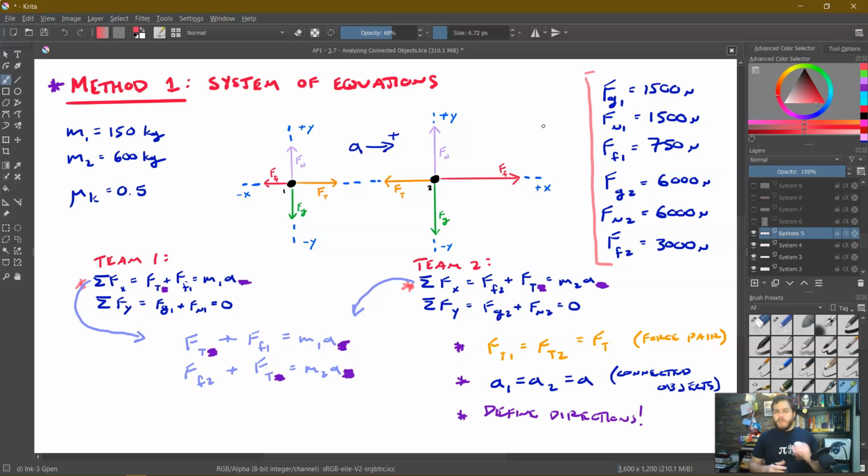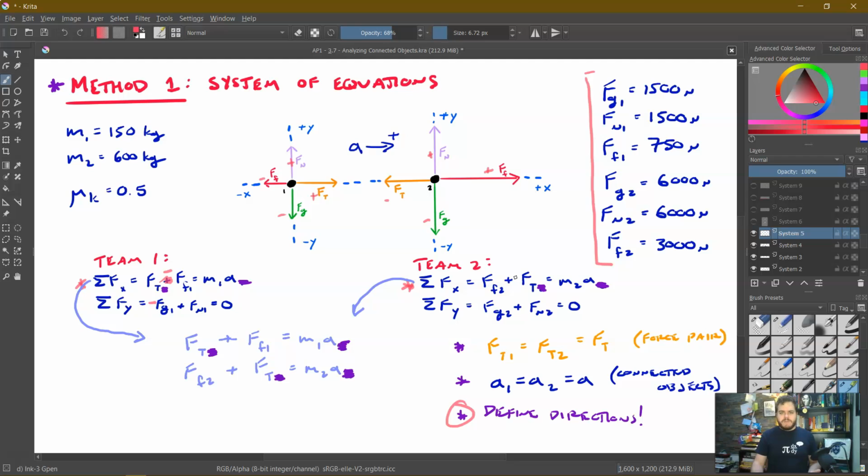Lastly, we're going to take one further step that I typically don't like to do until we plug in numbers. But for this particular method, it is going to help out. And that's where we specifically define directions for the different forces at play. So if I look at Team 1, tension is positive, friction is negative, normal force is positive, Fg is negative. So I'm going to write over here that this is positive, and that should be negative. This is negative, that will be positive. And for Team 2, I get positive, negative, positive, negative.